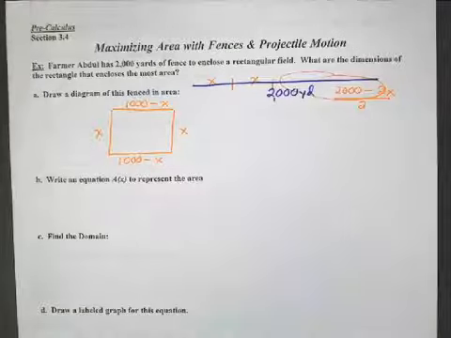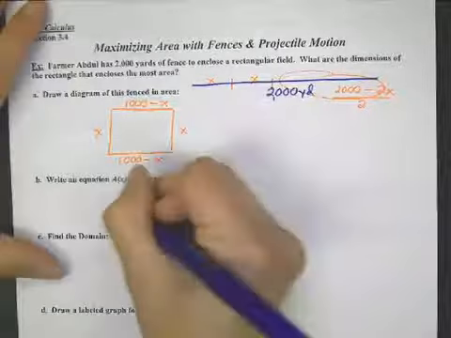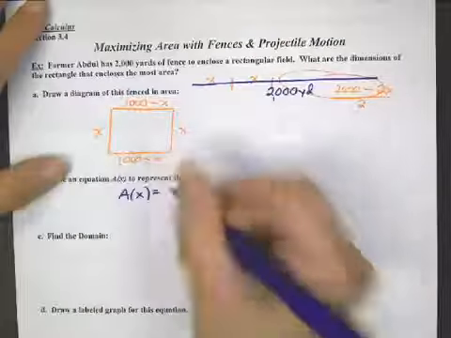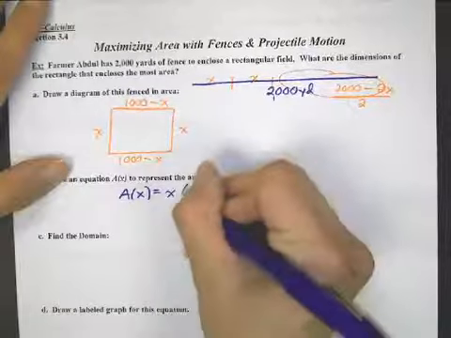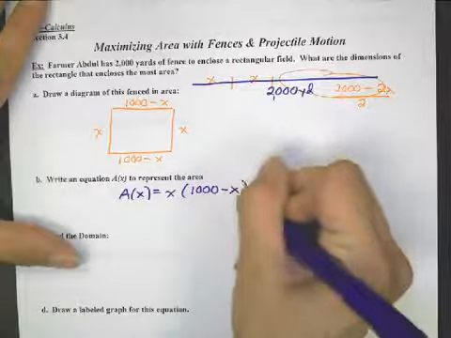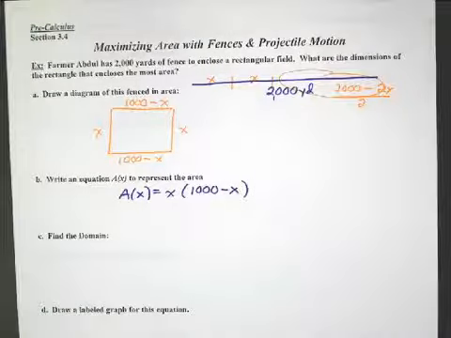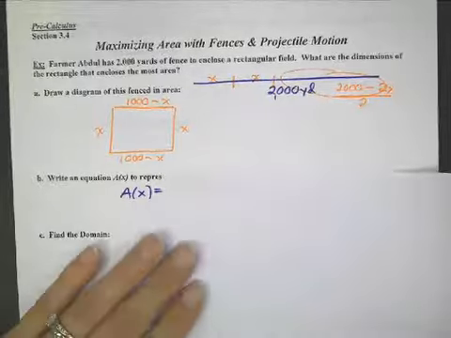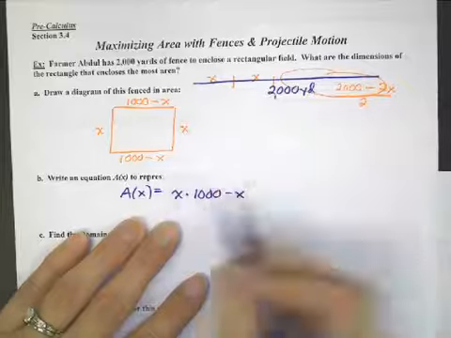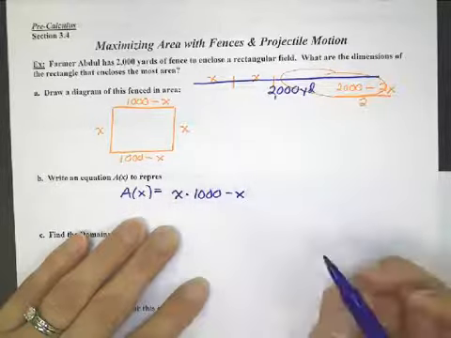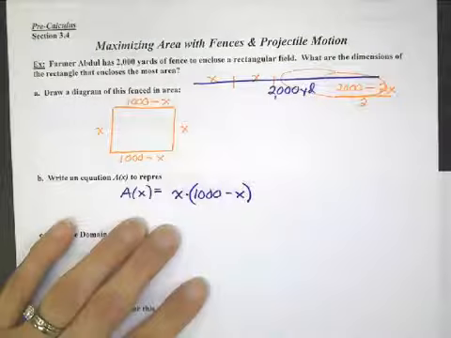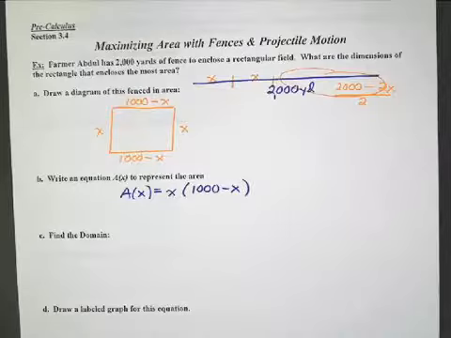Okay? Write an equation to represent area. Okay, A of X. Area of a rectangle is base times height. So that's going to be X times, make sure you use parentheses here, (1,000 minus X). Okay? A dot will just not cut it. Some of you are writing it like this: X times 1,000 minus X. That means that X gets multiplied by 1,000 and that's it. But I want the entire quantity, base times height. So you have to use parentheses.